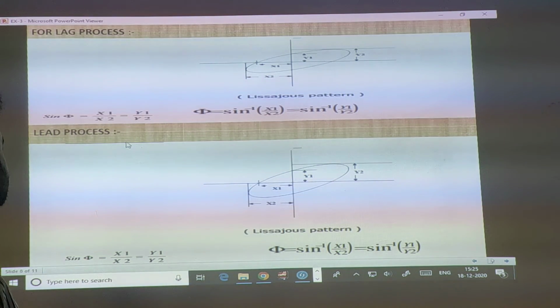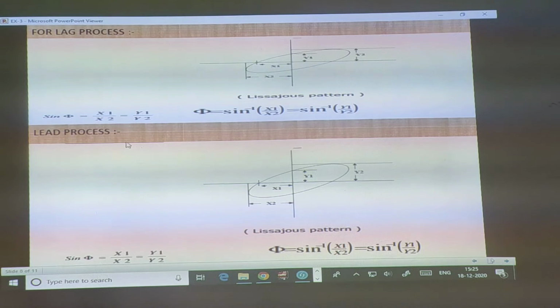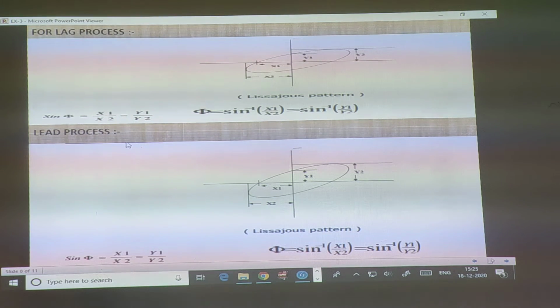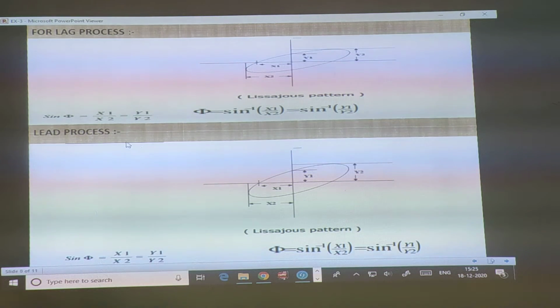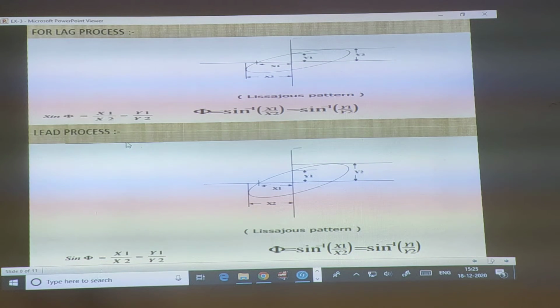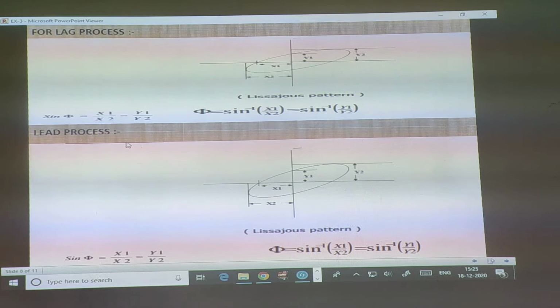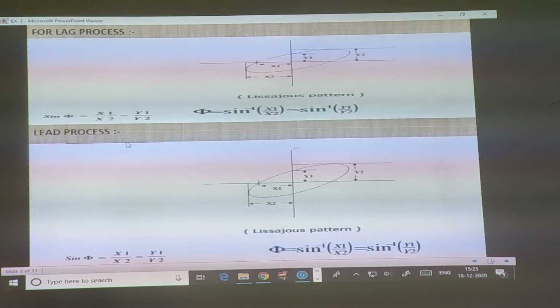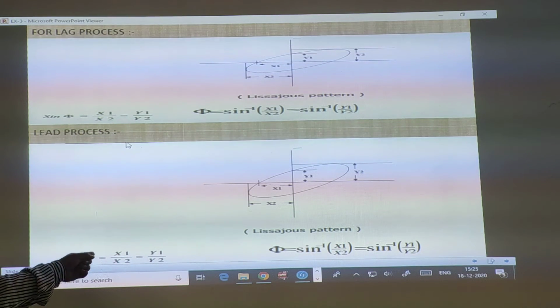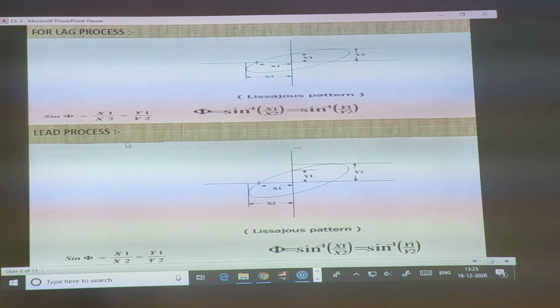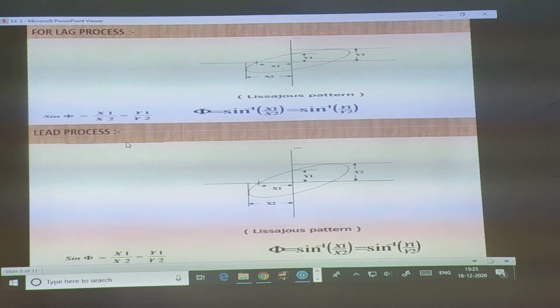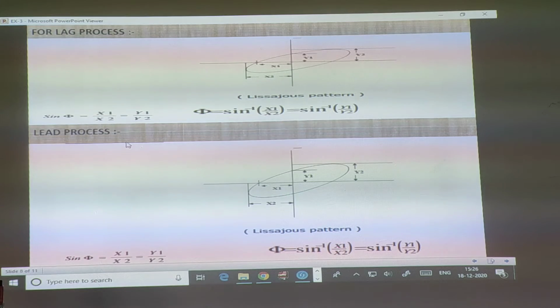This is for lag process and lead process. So this diagram will come. So sine phi will be x1 by x2 which is equal to y1 by y2. So phi will be sine inverse x1 by x2 which equals sine inverse y1 by y2.